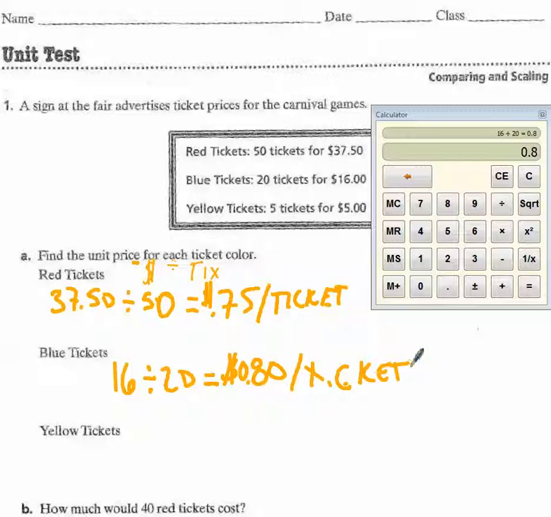Then for the yellow tickets, it's going to be $5 divided by 5 tickets, which obviously is $1 per ticket.